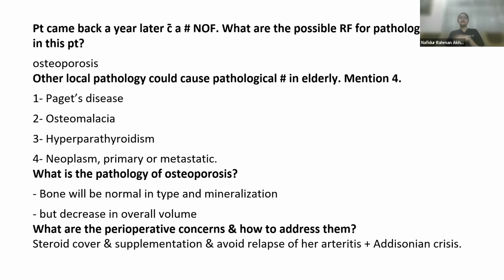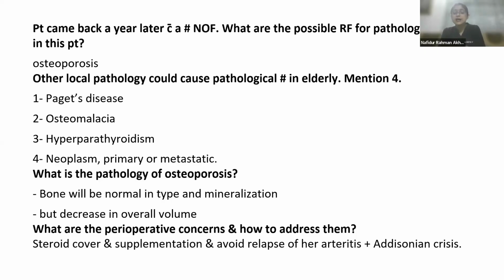Then what is the pathology of osteoporosis? In osteoporosis, normally the bone is normal in everything, like mineralization and type, but there is less volume. The bones become vacuolated. There is emptiness between the bone, like air spaces or bubble spaces.